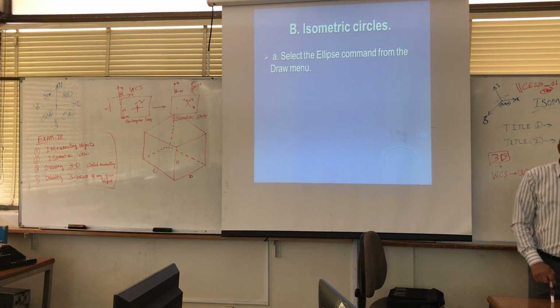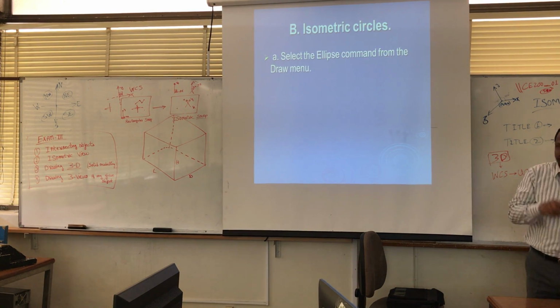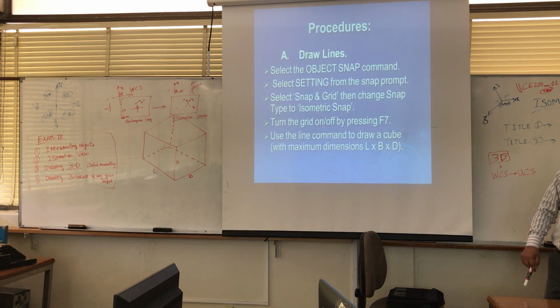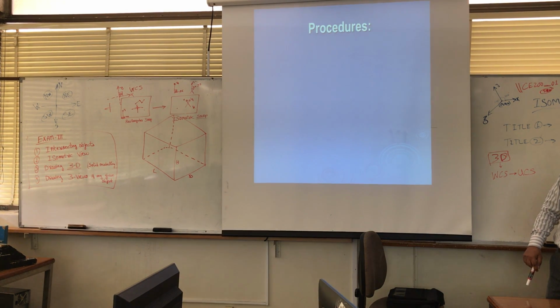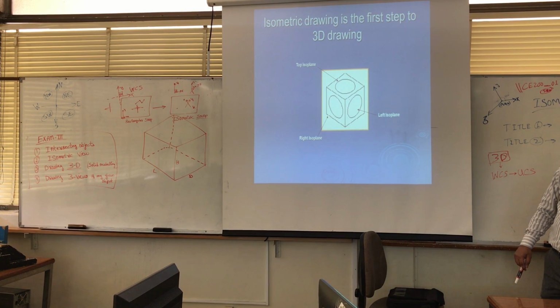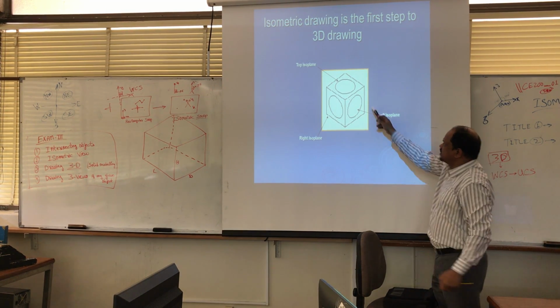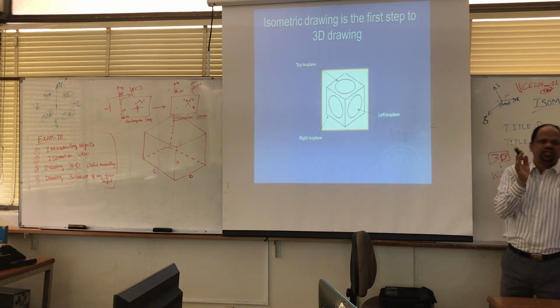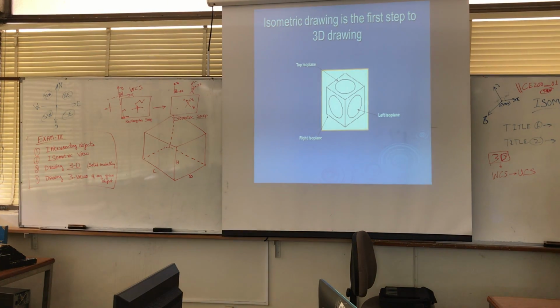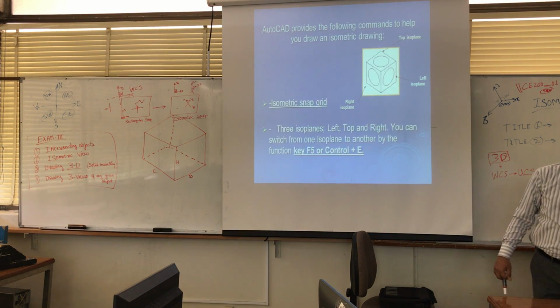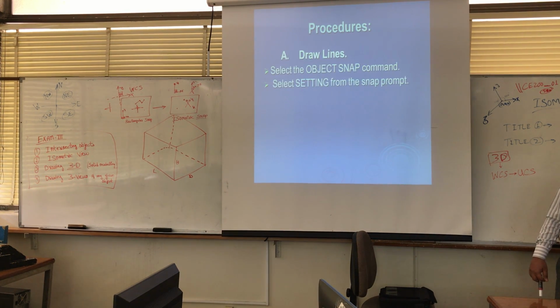Now in isometric, the circle will appear like an ellipse. Let me go back. Here, if you see this object, what will happen? Because of the tilting of the axis, this circle will not be a perfect circle. It will get a little bit of bulge. So it will become like an ellipse. Such a circle, we call it an isocircle. It's not a circle, it's an isocircle, yes.